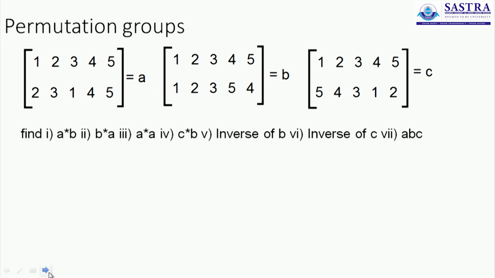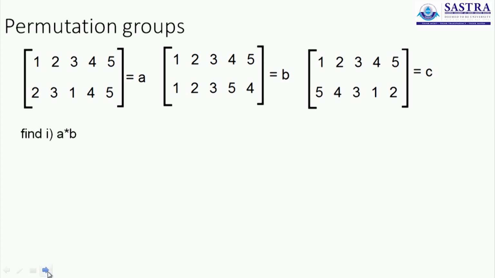We have A, we have B, we have C. Let's find these 7 answers and then go to the next topic. What is A star B? Let's write down what is A star B. There will be one last set of problems on permutations.